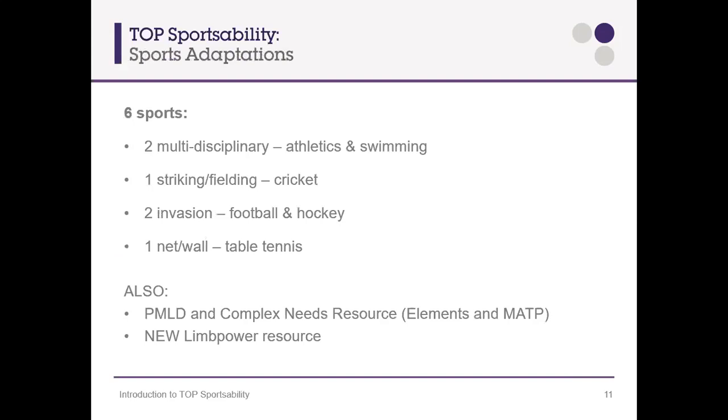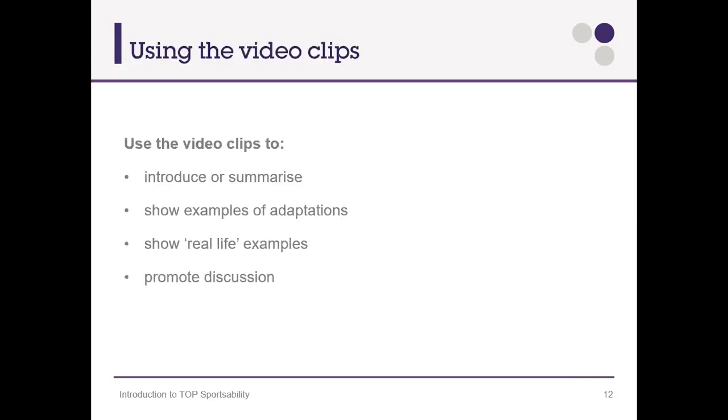And then the Special Olympics Great Britain Motor Activities Training Programme, known as MATP, which is very sports specific motor skills that young people and adults with complex sport needs can work on sports specific skills, and that is actually now an official school game sport as well. So you can see there's an absolute wealth of resource within the Top Sportsability online platform.